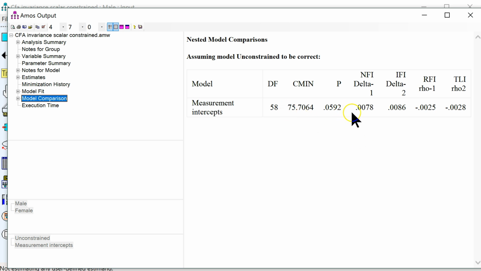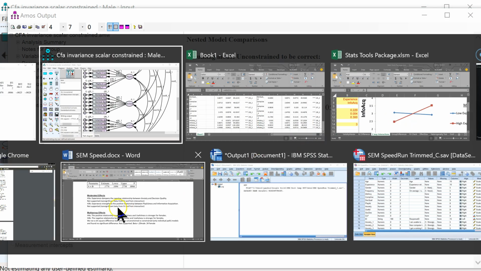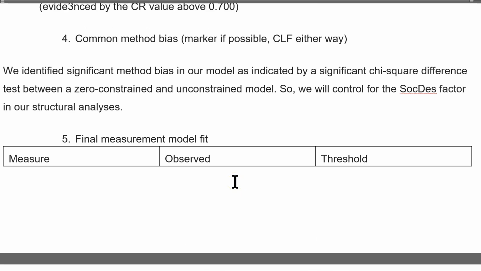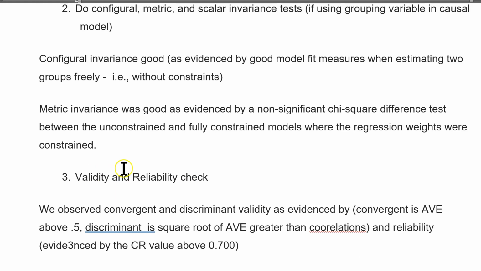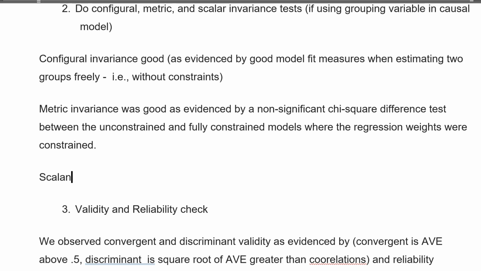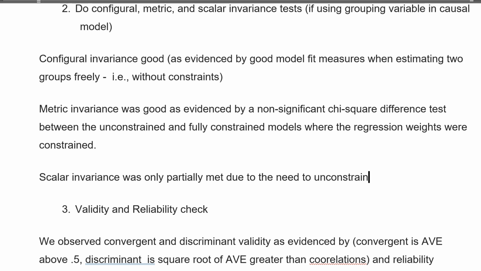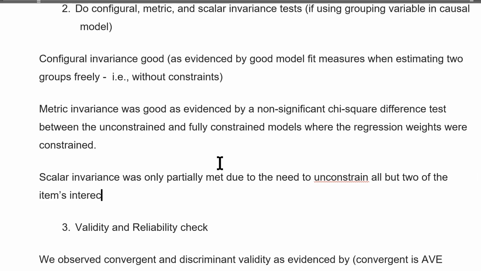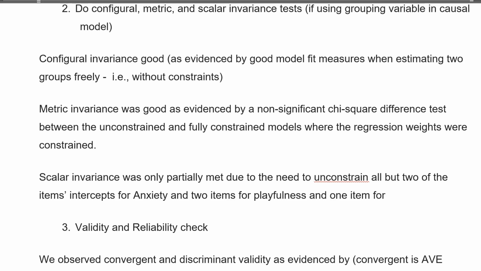Okay. So what we can do now is in our paper, where'd it go? What we need to say, let me go back here. What we need to say is for scalar invariance was only partially met due to the need to unconstrain all but 2 of the items, intercepts for anxiety, and 2 items for playfulness, and 1 item for comp use. So that's what we had to get to.